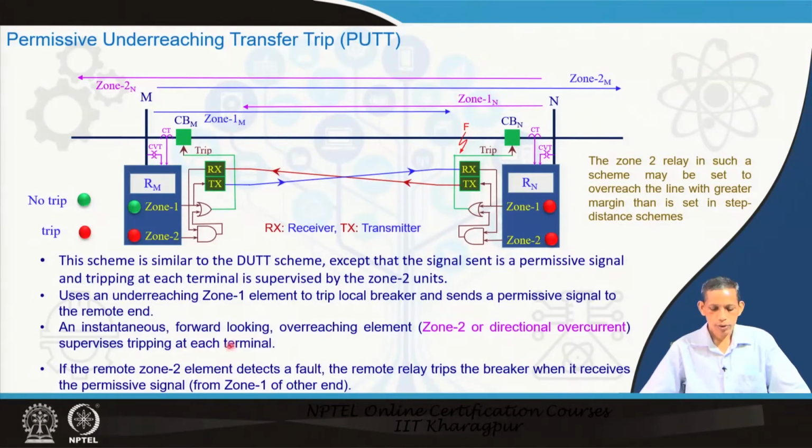And what we say is that the zone 2 here can also be a directional overcurrent element instead of the normal zone 2. In addition, this zone 2 which we are talking about here can also be considered an extended zone, with a greater margin than what we generally set in step distance schemes. Because you see here, this is the permissive case. So, the zone 2 also sees, and from the other side zone 1 also sees. So, the AND operation makes the decision process more secure, and therefore, you can extend the zone 2 to a larger area also.